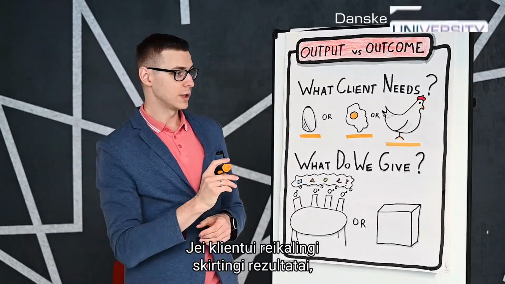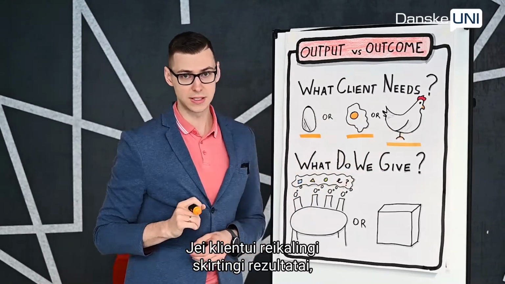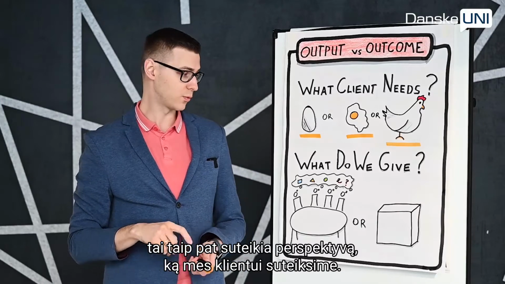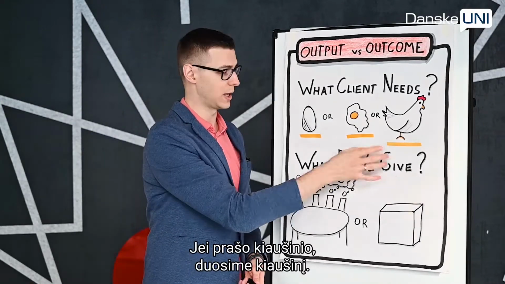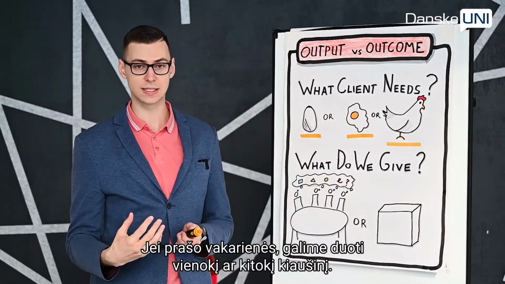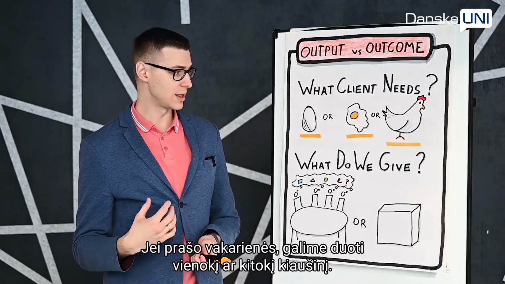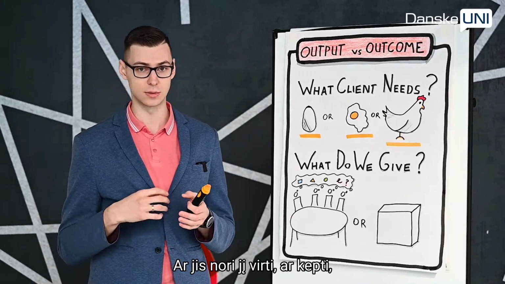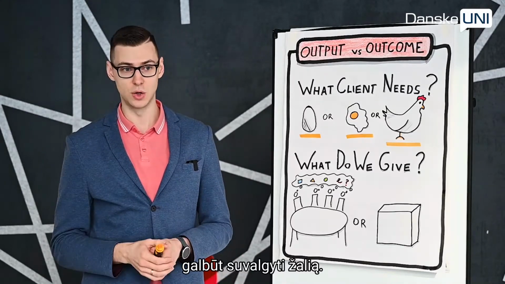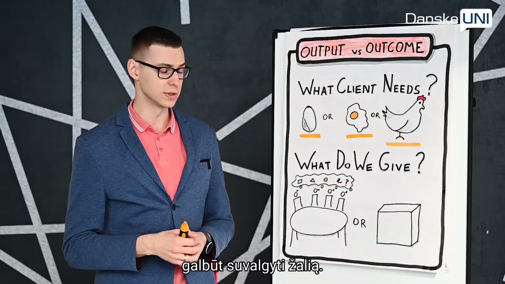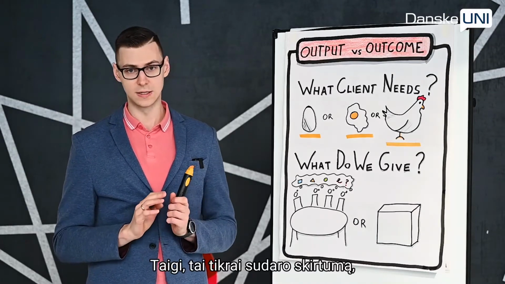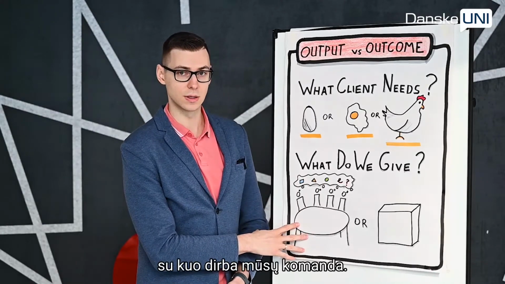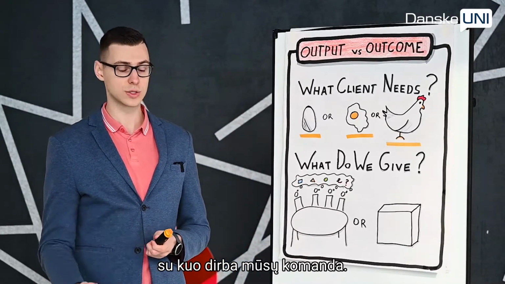Now, if the client needs different outcomes, it also gives a perspective on what we give to the client, right? If he asks for an egg, we give an egg. If he asks for dinner, we might think of giving one kind of egg or another kind of egg. If he wants to boil it, bake it, or maybe eat it without baking or boiling it. So it definitely is different for what our team works with.